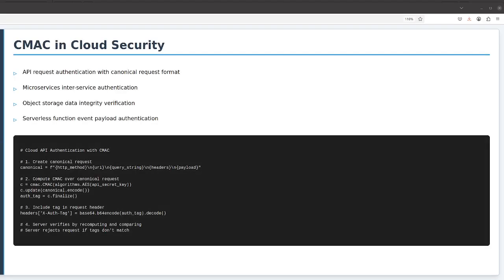CMAC in cloud security. Cloud computing introduces specific considerations and opportunities for using CMAC in cloud environments. Data frequently moves between services, crosses trust boundaries, and needs authentication at various layers. CMAC provides efficient authentication that is well suited to these challenges. In API authentication scenarios, CMAC can authenticate REST API requests. The API client and server share a secret key.